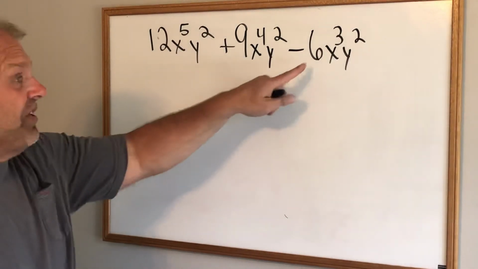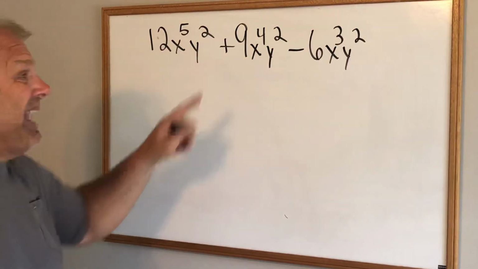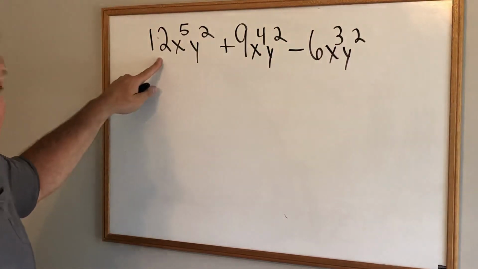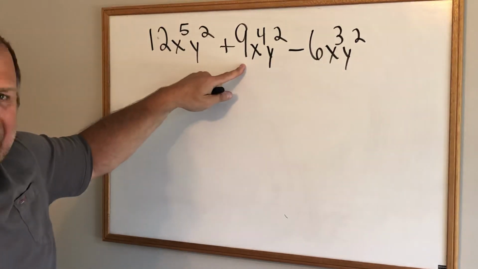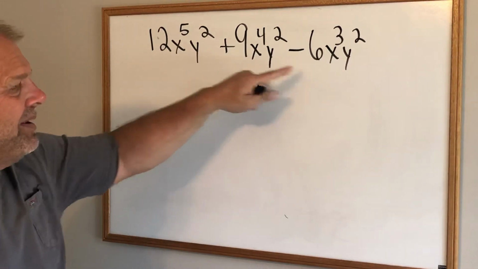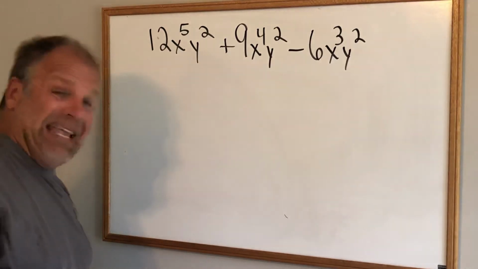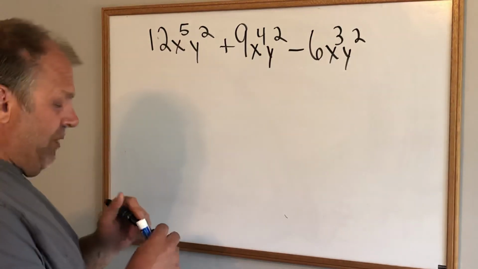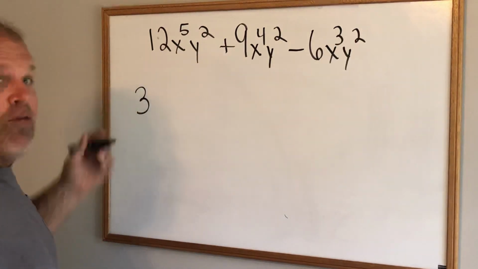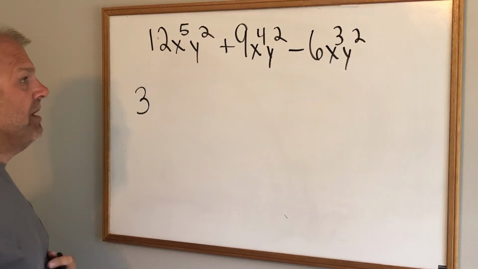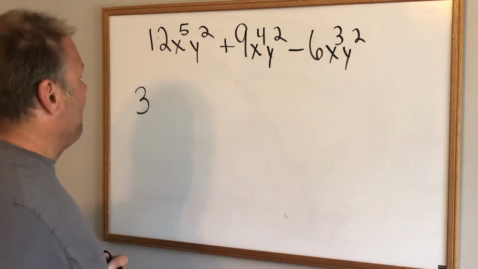Since this is the smallest number of the 3, can I divide a 6 out of everything? Well, 12 divided by 6 works, but does 9 divided by 6 work? Well, not really. It comes out to be 1.5. So let's take a 3 out of everything. All right, so if I take a 3 out, since the first term's positive, my GCF will be positive, okay? So I know I'm taking the 3 out.